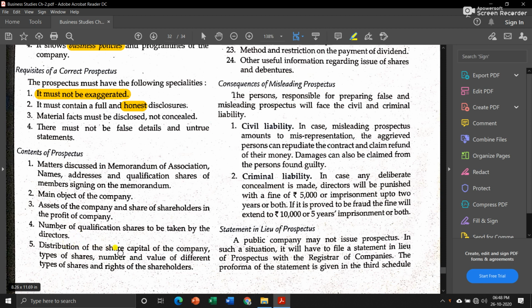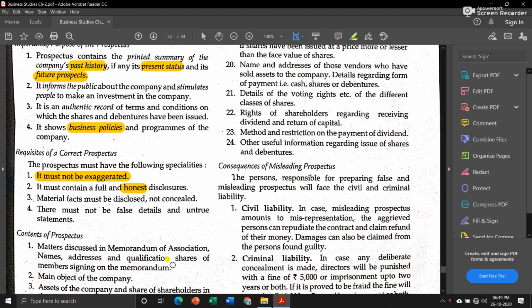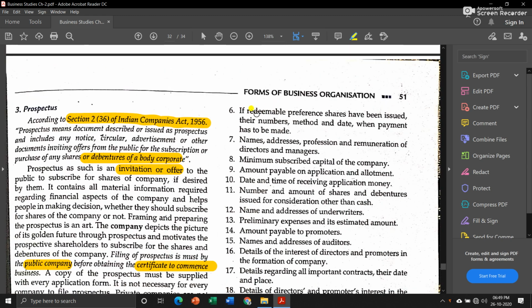Then distribution of the share capital of the company, means how the share capital of the company should be mentioned, like types of shares, number and denomination, as we have discussed in articles of association. All those things should be mentioned in the prospectus as well. Then if redeemable preference share, means this preference share is one kind of share which is refundable after certain period of time. Those are nothing but redeemable preference shares.